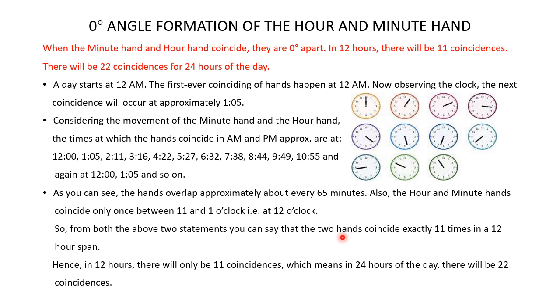So you can say that the two hands coincide exactly 11 times in a 12-hour span. Now in a day, there are 24 hours, which means in 24 hours of the day, there will be 22 coincidences. So when the minute hand and hour hand coincide, they are 0 degrees apart. In 12 hours, there will be 11 coincidences. There will be 22 coincidences for 24 hours of the day.